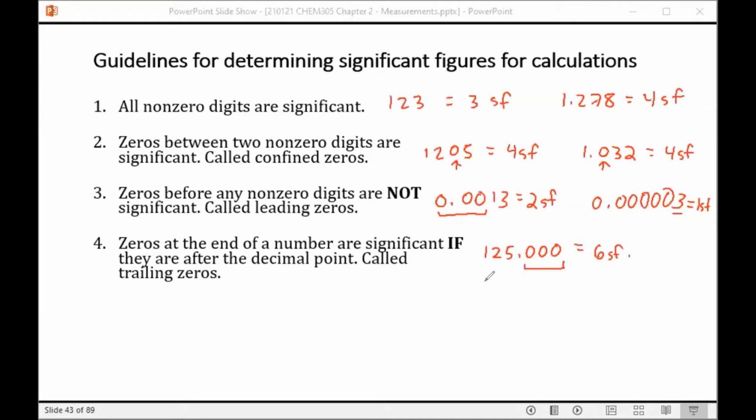Let's do another example. Let's say we have 0.00120. These first 3 zeros come before the first non-zero digit, so they're leading zeros, so they don't count. But this last digit is after a non-zero number, and it is in a number with a decimal point. We have a decimal point here, so this one counts. So this number would have 3 sig figs.